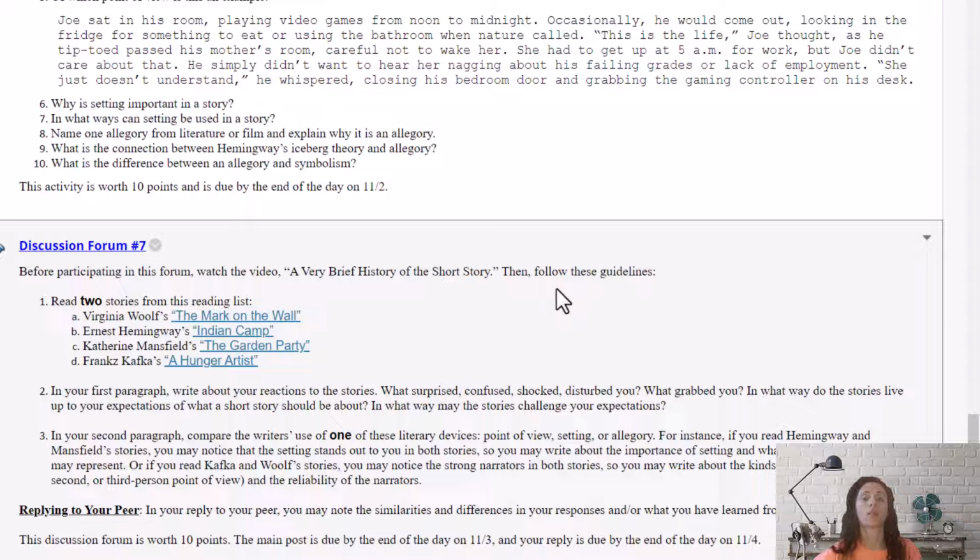And in your reply to your peer, you may note the similarities and differences in your responses and/or what you have learned from your peer. So your main post is due by the end of the day on November 3rd, and your reply is due by the end of the day on November 4th.